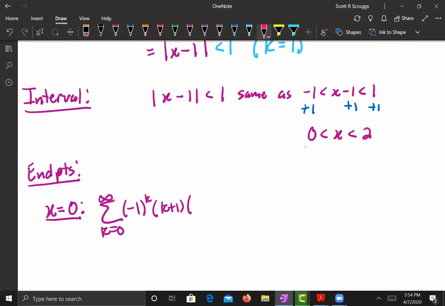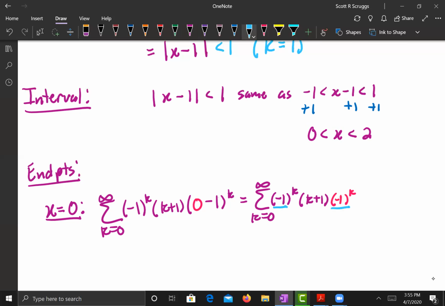0 minus 1, let's stick with purple, to the kth power. After simplifying, I have the sum from k equals 0 to infinity of negative 1 to the kth power times the k plus 1. 0 minus 1 is just negative 1 raised to the kth power. I get another negative 1 to the kth power.